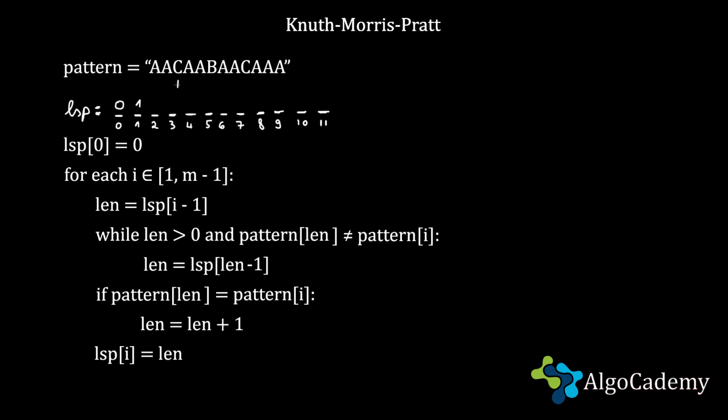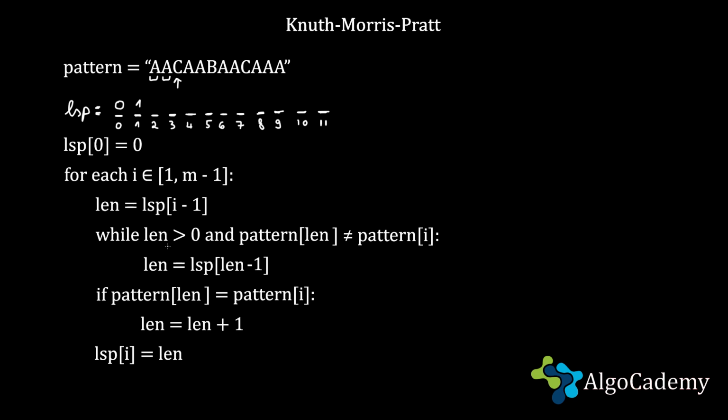Then I move on, and I want to compute LSP of 2. What do I do? Well, len is the previous LSP, which is 1, which means that this one is equal to this one. Len is greater than 0, so I check. Is this character equal to the next one, pattern of 1? Because maybe, who knows, AC was equal to AA. But unfortunately, it's not. So what I'm going to do, len becomes LSP of len minus 1, which is LSP of 0. So LSP of 0 equals 0, len becomes 0.